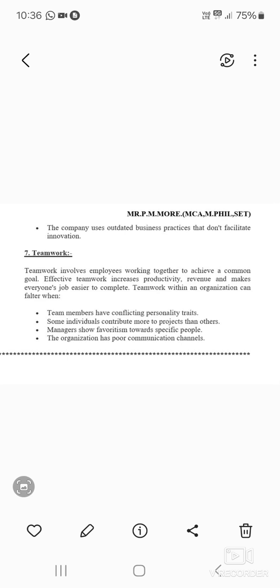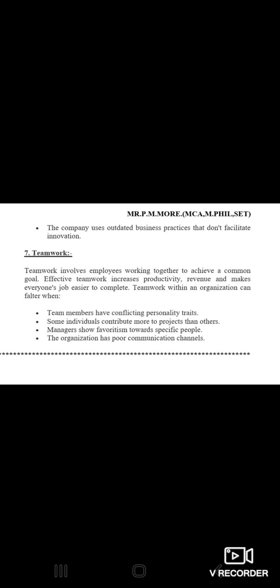And last issue, that is teamwork. Teamwork involves employees working together to achieve a common goal. Effective teamwork increases productivity, revenue, and makes everyone's job easier to complete. Teamwork within an organization can fail when team members have conflicting personality traits. Some individuals contribute more to a project than others. Managers show favoritism toward specific people, and the organization has poor communication channels.